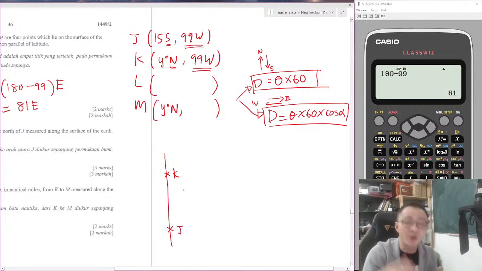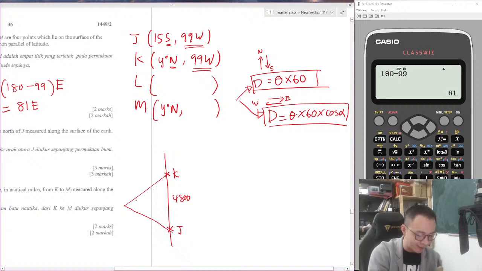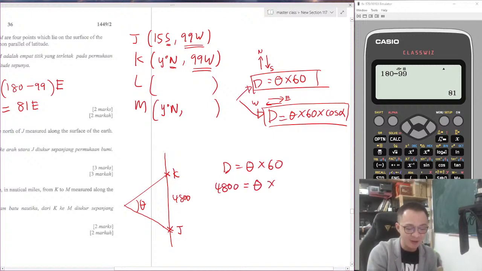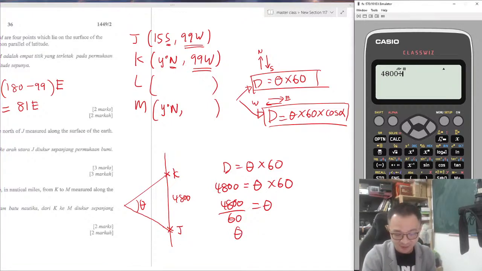So what we want to do is find the angle. They tell you the distance is 4800. If I have the distance, I can easily find the angle between them by using the formula. Distance equals theta times 60. So this distance is 4800. Theta is the value I want to find, multiplied by 60. So I can get the theta easily, divided by 60. Then just use the calculator. It's 80 degrees.